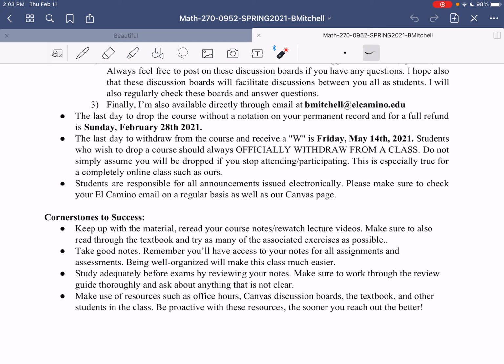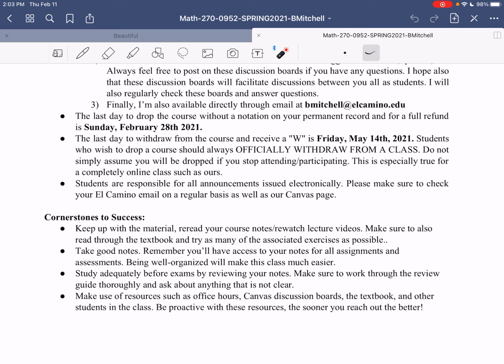Especially for proofs of theorems and things in our class, your textbook will give slightly different proofs than I do. They're both equally good ways of doing it, but it's sometimes nice to see that second perspective. Also, of course, trying as many of the associated exercises, either from the textbook or the ones that I write, is going to be good to make sure that you're practicing and really engaged with the material. Secondly, of course, taking good notes.